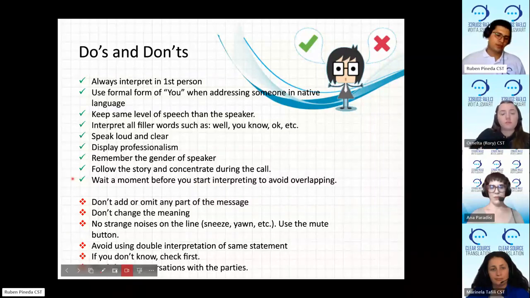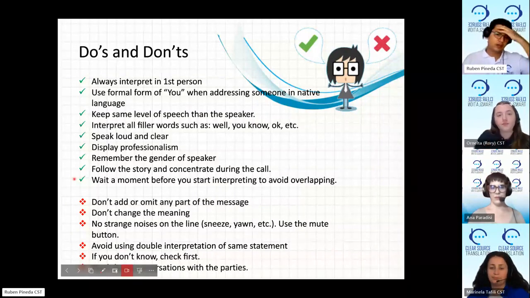Follow the story and concentrate. Pay attention, basically, focus on what you're doing. Don't get distracted. Put your phone on mute or something so you don't have to be checking messages or getting calls in the middle of the call, right? So yeah, you have to be focused.